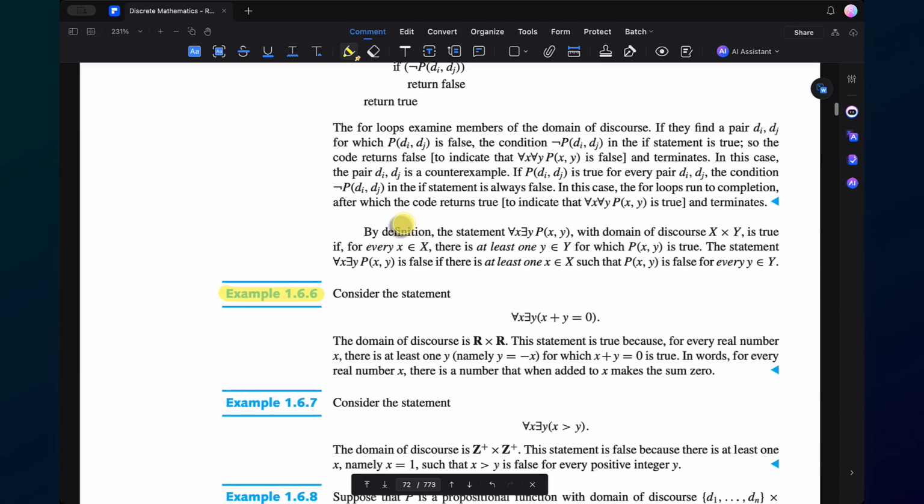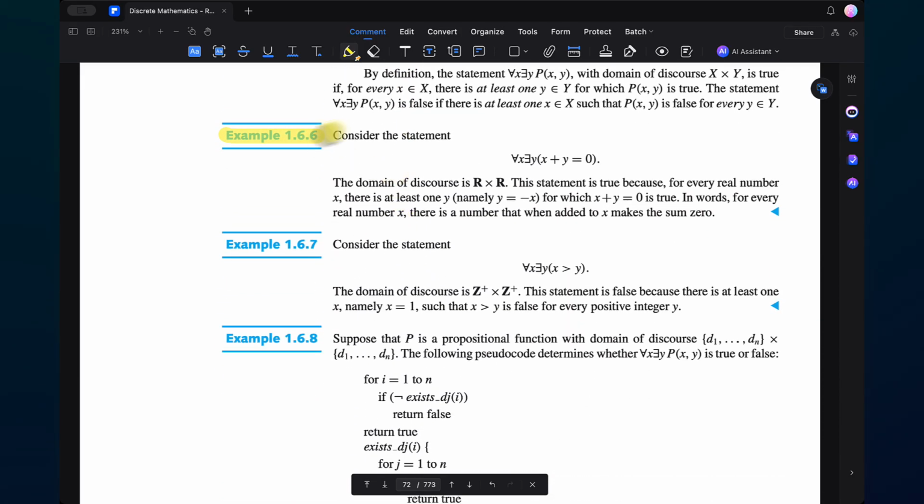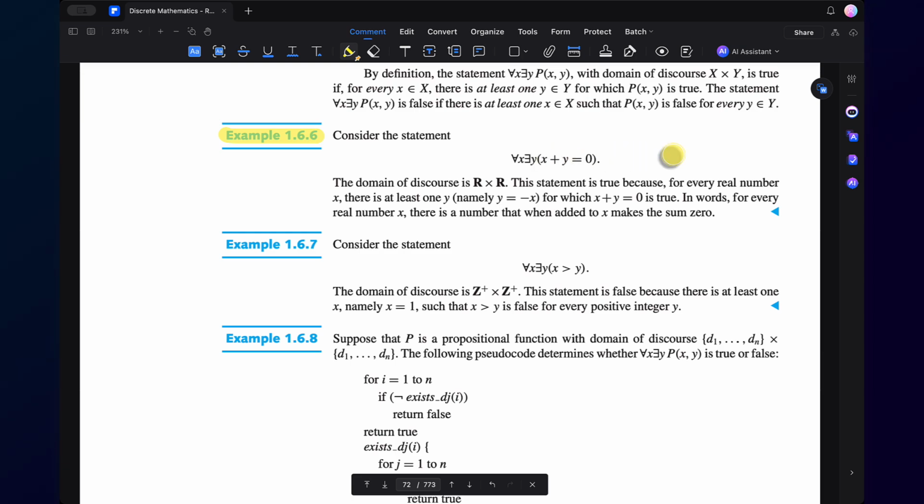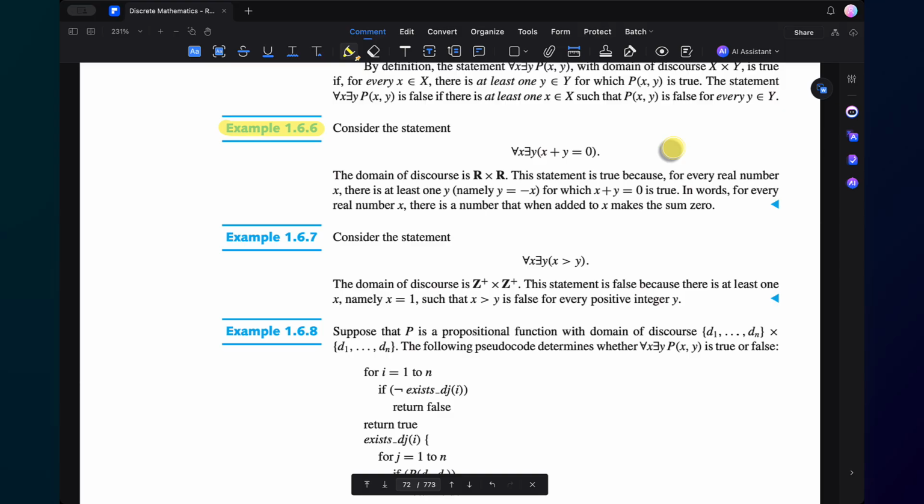All right, let's take a look. Example 1.6.6. Consider the statement: for every x there exists a y such that x plus y equals 0. Well, yes, this is true. For each x, you fix an x, and then you have to exhibit the existence of a y that adds up to 0. Well, that's the additive inverse. Namely, for x, you just plug in negative x, and then we know that x plus negative x is 0.